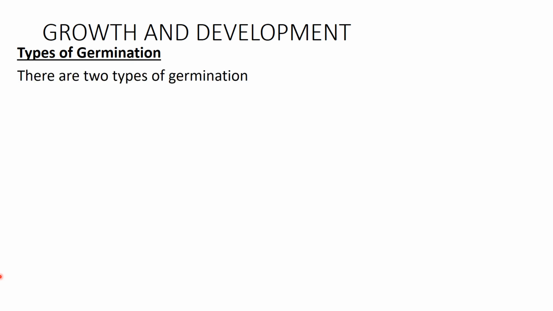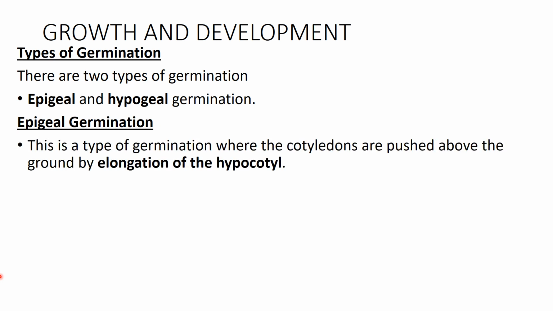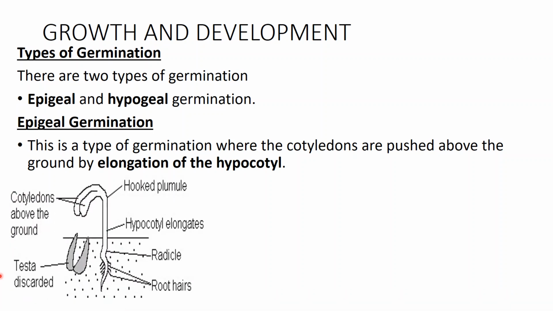So there are two types of germination. There's what is called epigeal germination and hypogeal germination. Epigeal germination is a type of germination where the cotyledons are pushed above the ground by elongation of the hypocotyl. Remember the hypocotyl. As it is elongating, it's going to push the cotyledons above the ground. So the sprouting shoot is going to have a cotyledon on top of it. So it will be like this.